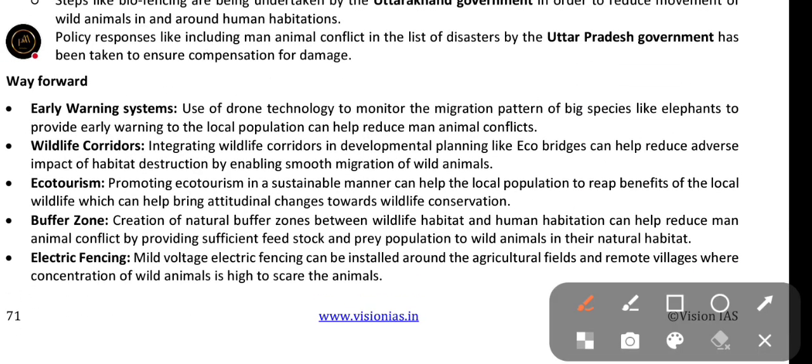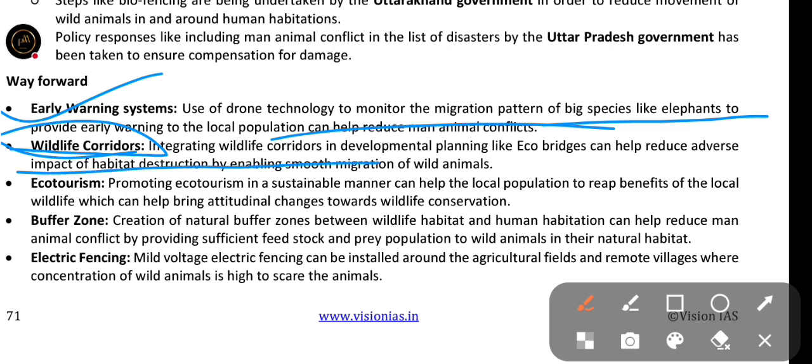And other way forward, other solutions which can be important for the protection of human life from human-animal conflict, such as early warning systems: use of drone technology to monitor the migration pattern of big species like elephants to provide early warning to the local population can help reduce man-animal conflicts. And wildlife corridors: integrating wildlife corridors in developmental planning, like eco bridges, can help reduce the adverse impact of habitat destruction by enabling smooth migration of wild animals.